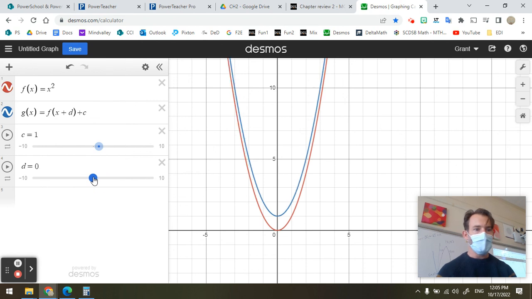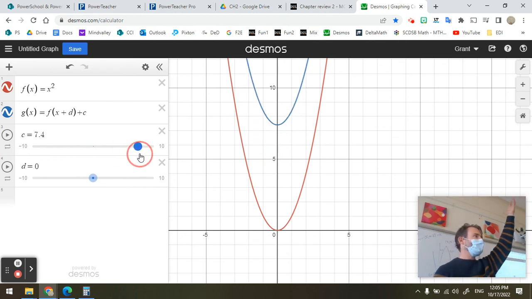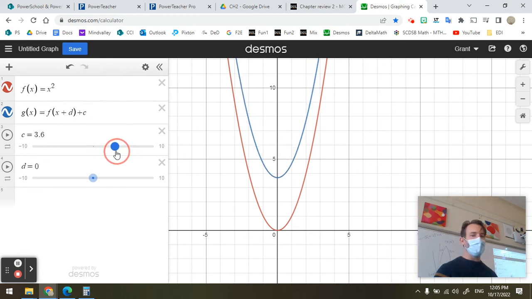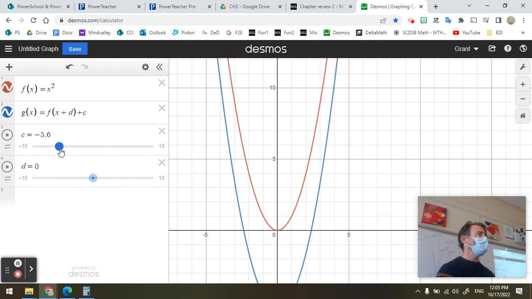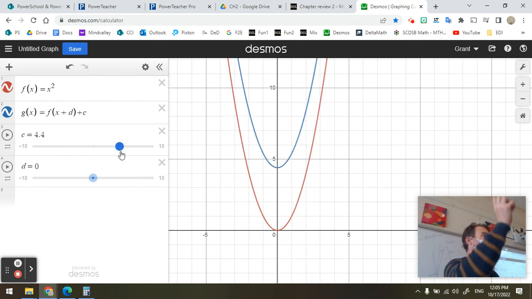Let's take a look at c. c is adding on to outputs. As I increase c, the function achieves liftoff. It just goes up. By however much I add to c, notice its stretch factor doesn't change. Its shape is the same. If c is negative, it goes down. It never reflects or anything. It just translates up and down by whatever value I put in for c. And if I add on to the outputs, it moves up. Quite intuitive, right?